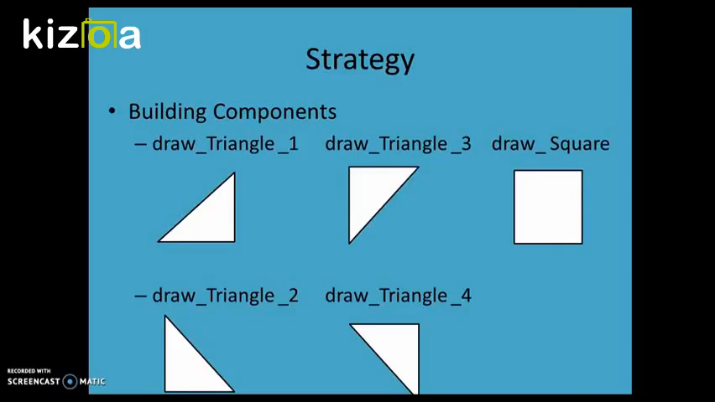So there are a lot of strategies that we can use in order to achieve this, but I went with the simplest one, which was to create 5 functions, and then I can use these functions repeatedly in order to create that pattern. So the first function that I created was draw triangle 1, which is going to draw this triangle. And the second one is going to be draw triangle 2, which is going to create this triangle, and then so on, draw triangle 3, 4, and then finally a draw square.